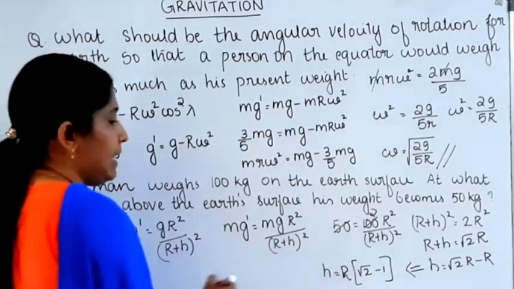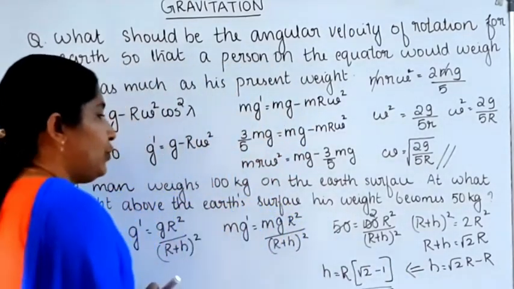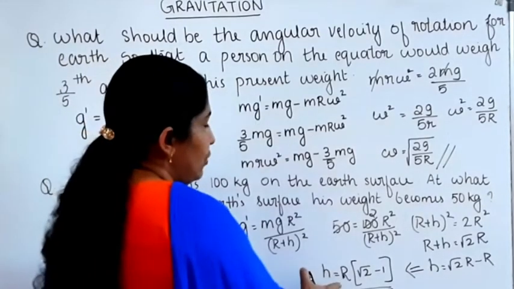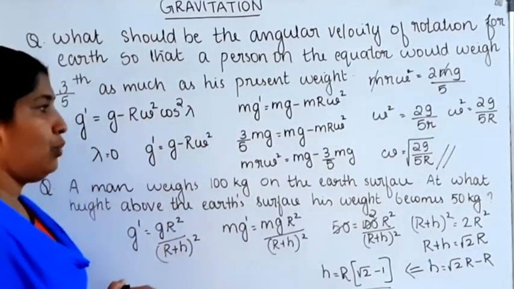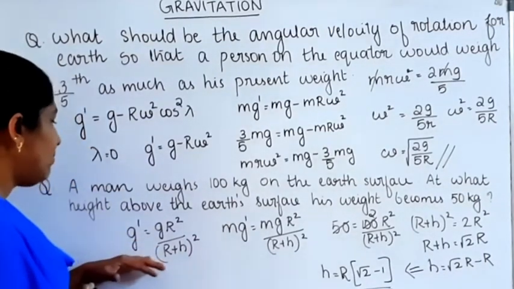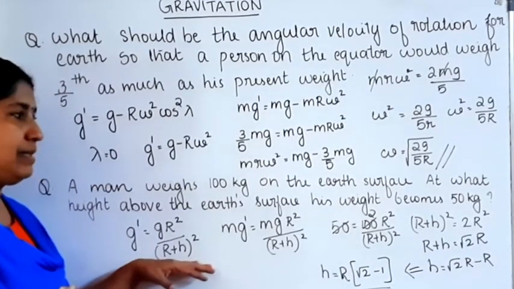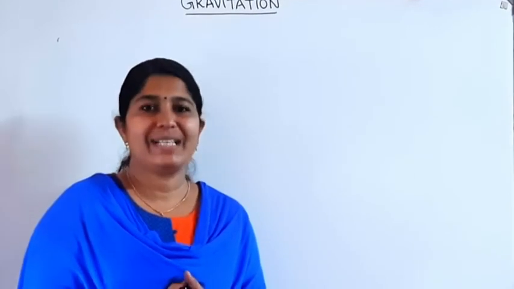Height h is equal to R into root 2 minus 1. That is the height at which the weight of the person is reduced to 50%. This is the height at which the weight of a 100 kg man reduces to 50 kg. This is the equation which is used here: G dash is equal to G R square divided by R plus h the whole square. Okay. I think these questions are clear for you.